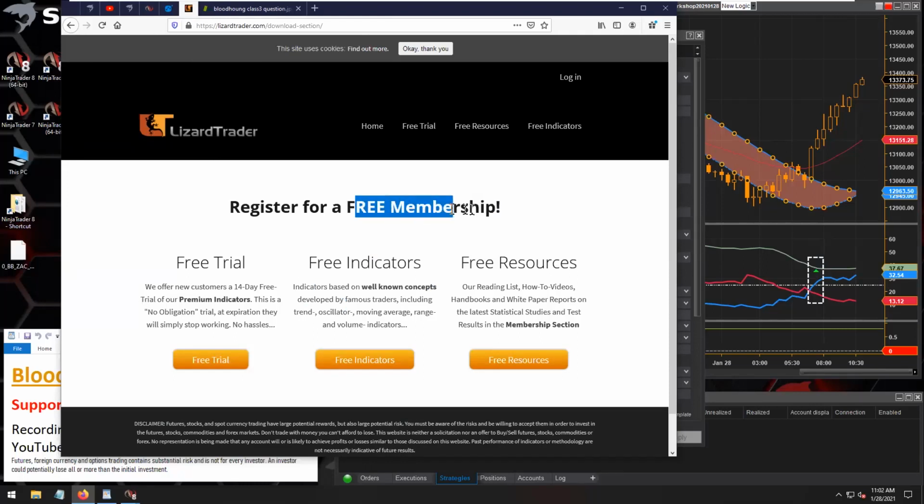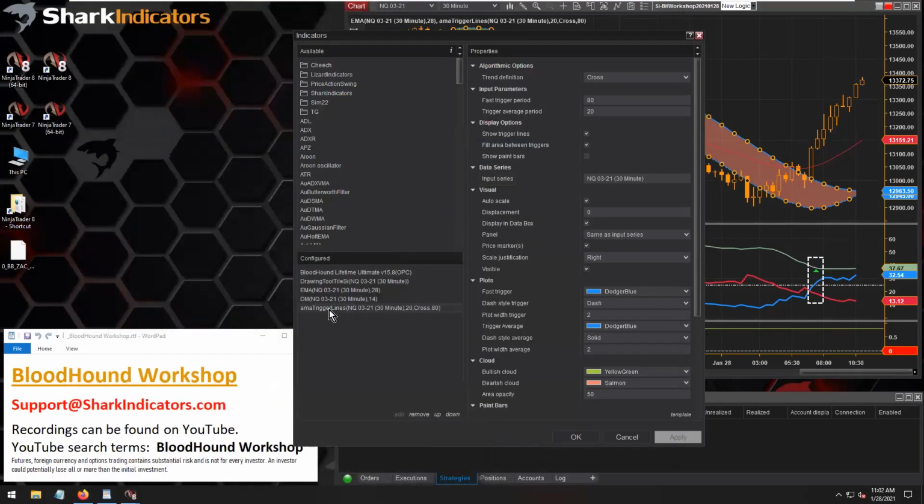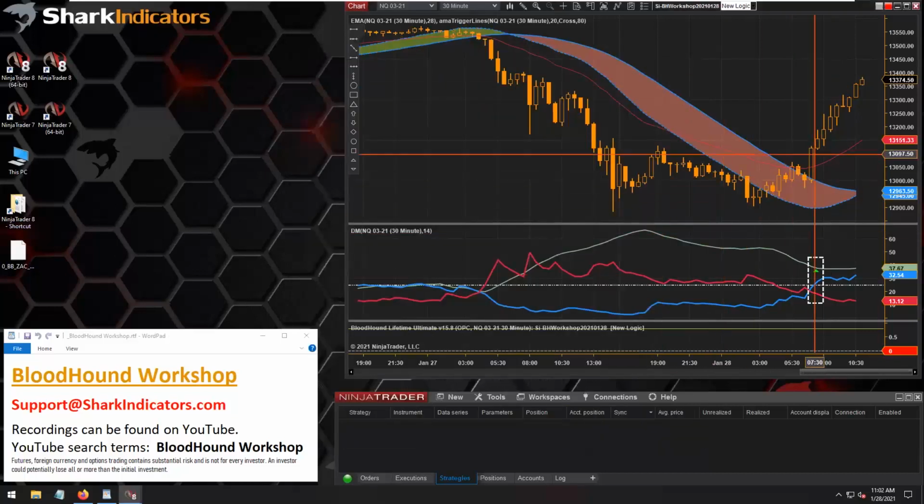It's just a one-time membership. Actually, it says register for a free membership. I don't know, maybe they changed their business model, but it was my understanding that the membership is a one-time fee, and then you can download all the free indicator sections there. Download them all, and when there are updates, you can download those updates for free as well. So that's where this trigger line indicator comes from, and you'll find it in your Lizard Indicators folder here.